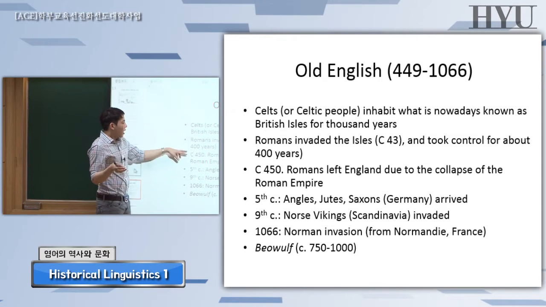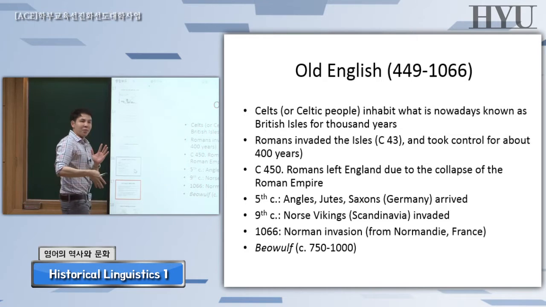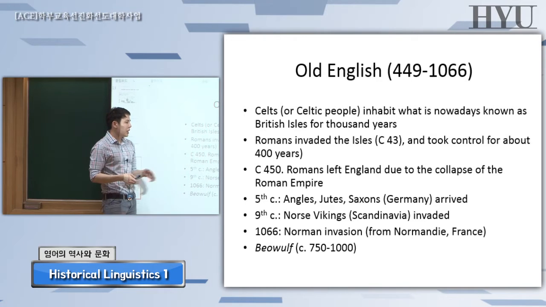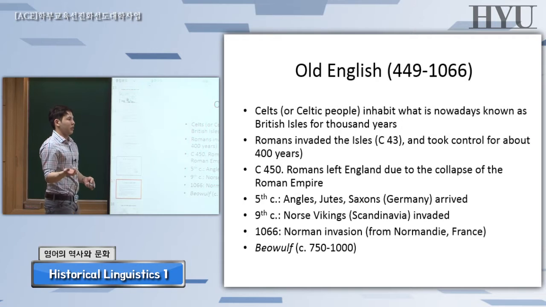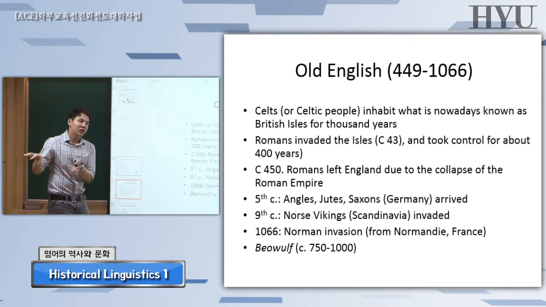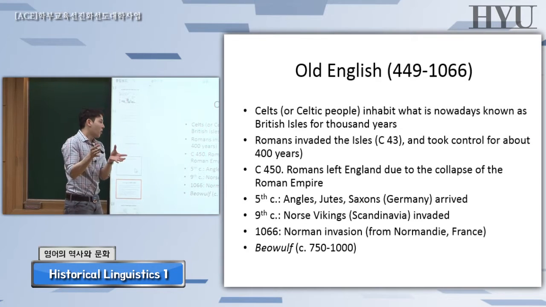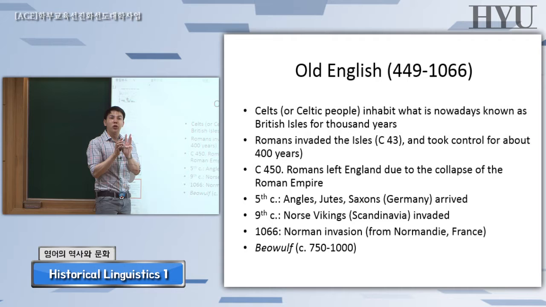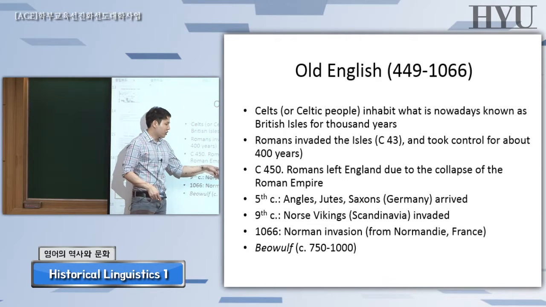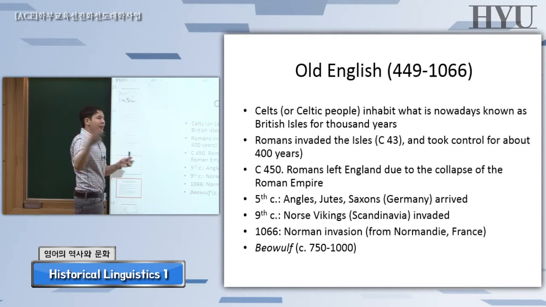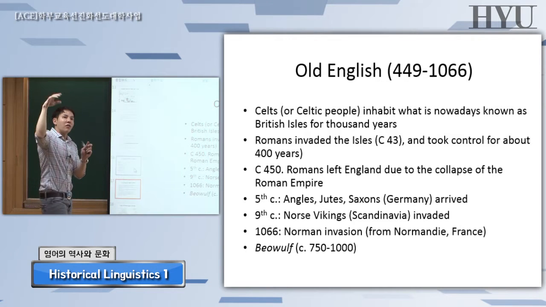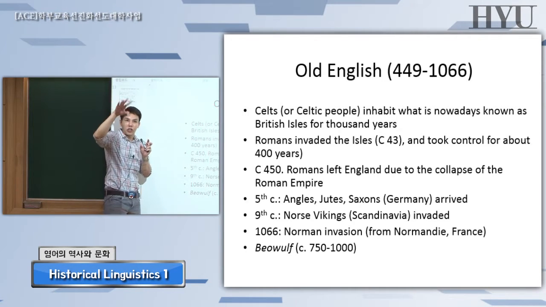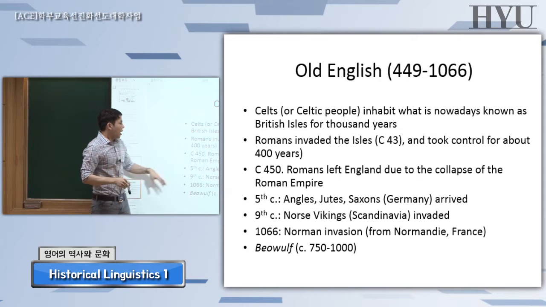And then at the collapse of the Roman Empire, about 450, the Roman soldiers left England, because they had to go back to Rome in order to protect that capital. Rome was the capital of the Roman Empire then, right? So about that time, there were three groups of people: the Angles, the Jutes, and the Saxons. They sailed across the ocean from around the area known as Germany and Denmark, and arrived.